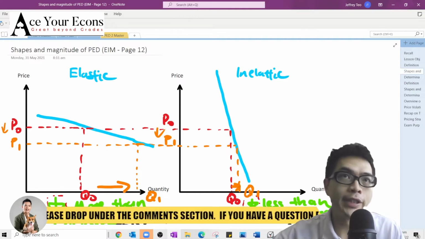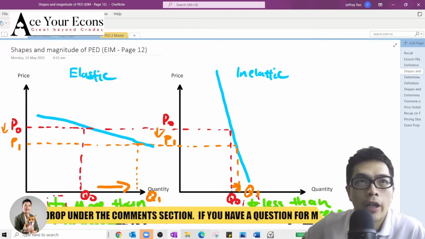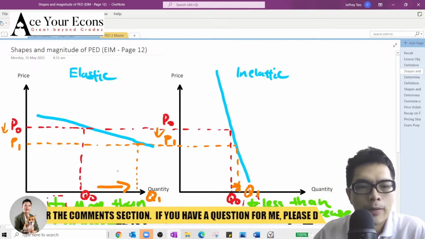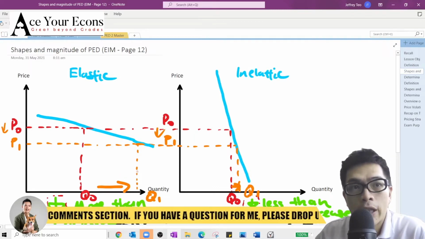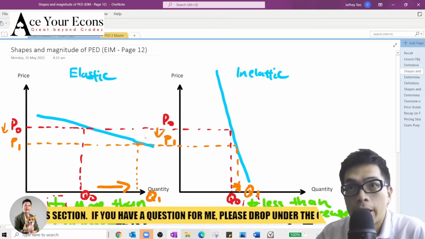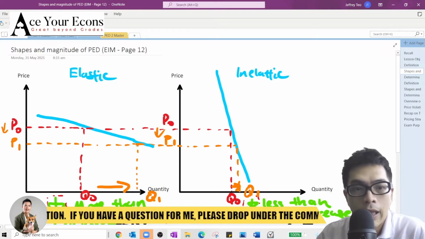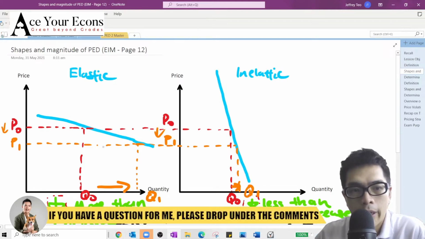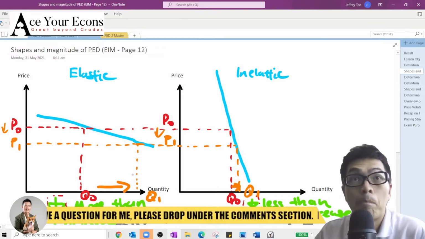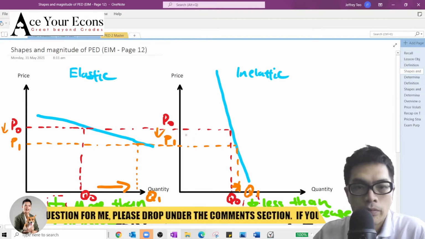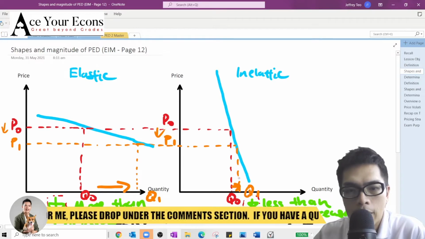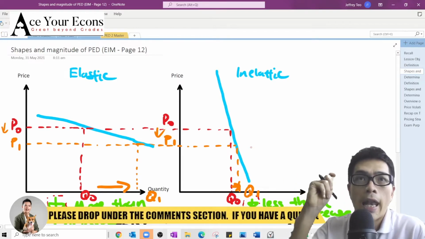Both experience the same increase or same fall in price. Okay, but under which diagram do you experience a greater increase in quantity demanded? Okay, you see that the one on the left side, elastic, with a given fall in price, your quantity demanded increases more than proportionately. Likewise, if you look at the one on the right, with a given fall in price, your quantity demanded increases less than proportionately.